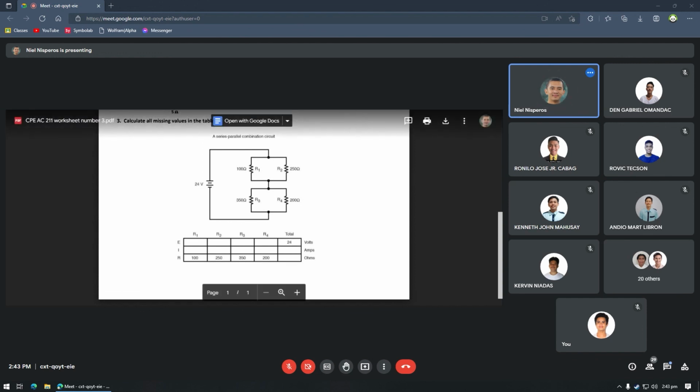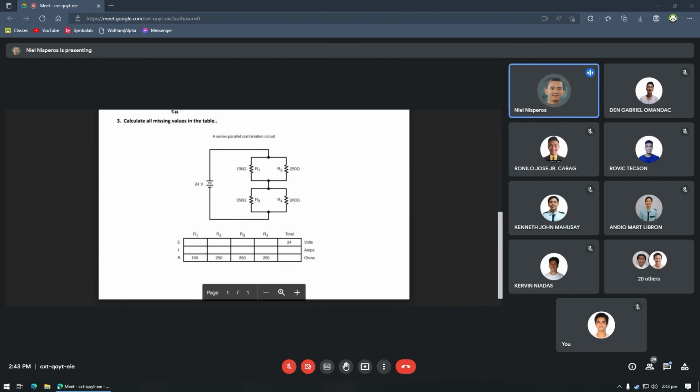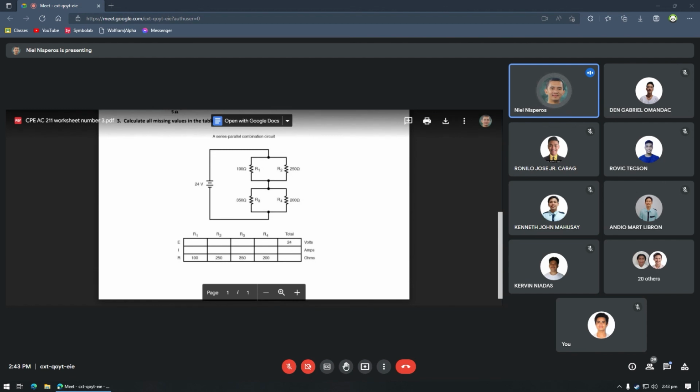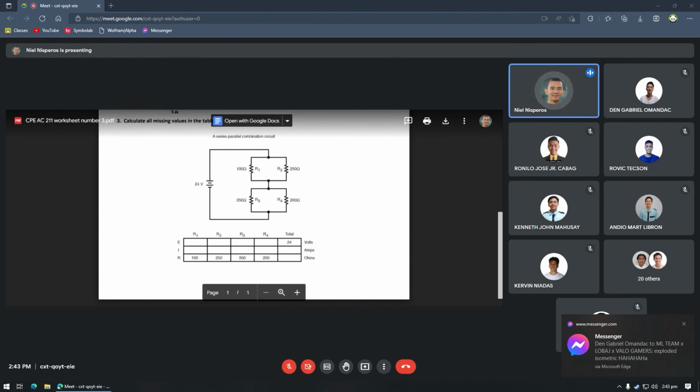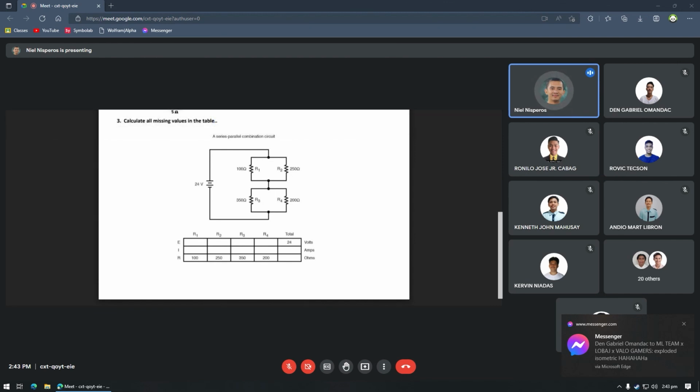Okay. So ang iyang ipapangita is enumerate ra ni diri class. We have IR1, IR2, IR3, IR4, and then we have the I total. And then we have the voltage across R1, R2, R3, and R4. Then we have the voltage total. Gina-enumerate na lang diri. We have also the R total sa diri, sa table.